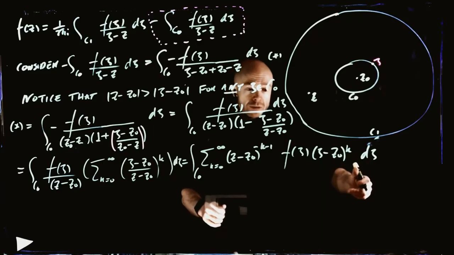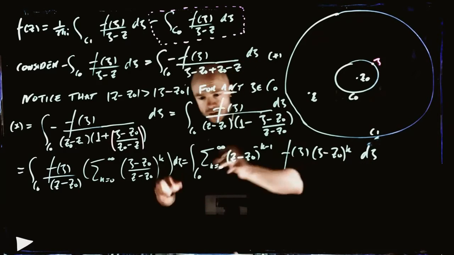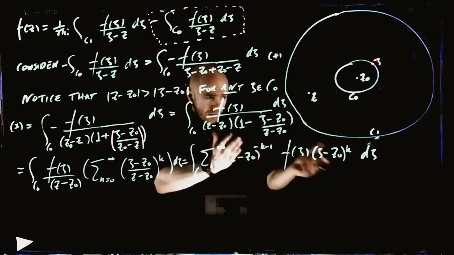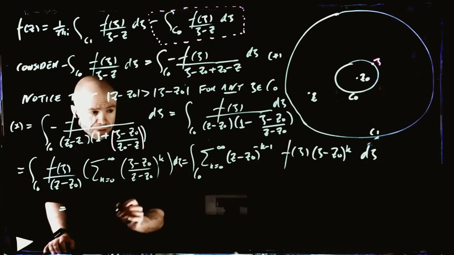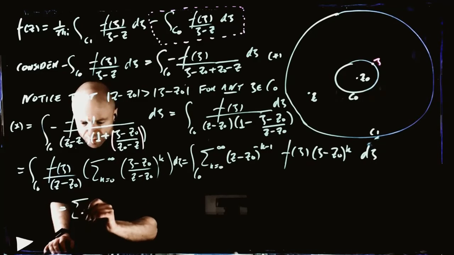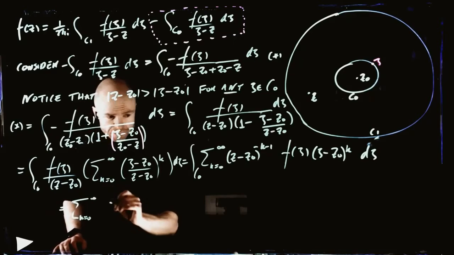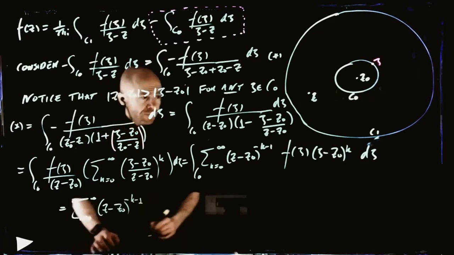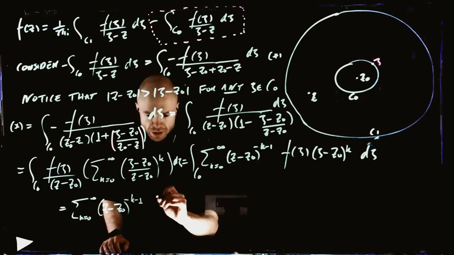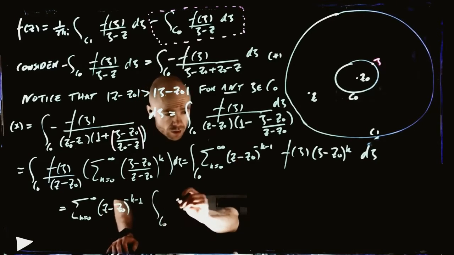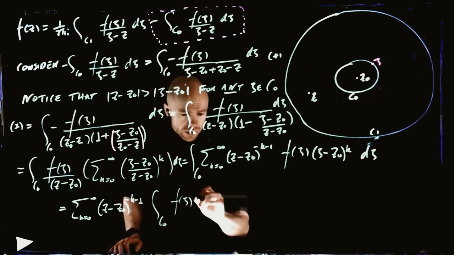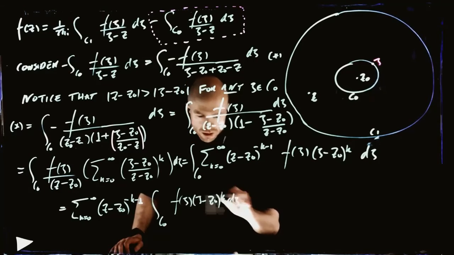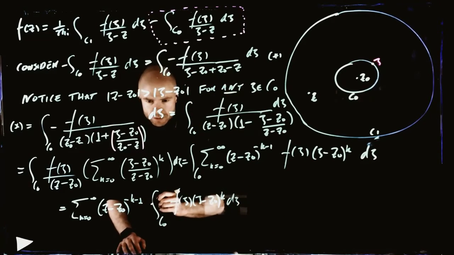Yeah? So that means that we have the right to swap the summation and the integral. And when we do this, then we pull out this entire thing, which is not being integrated. So then we have the sum from k equals 0 to infinity of z minus z0 to the minus k minus 1, and then this integral like this, the integral around C0 of f of zeta times zeta minus z0 to the k, d zeta. Yeah?